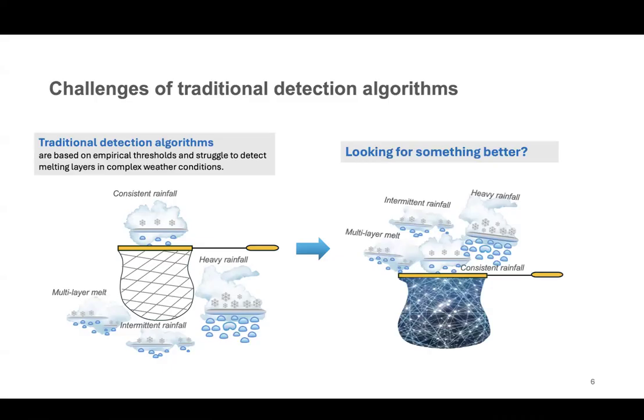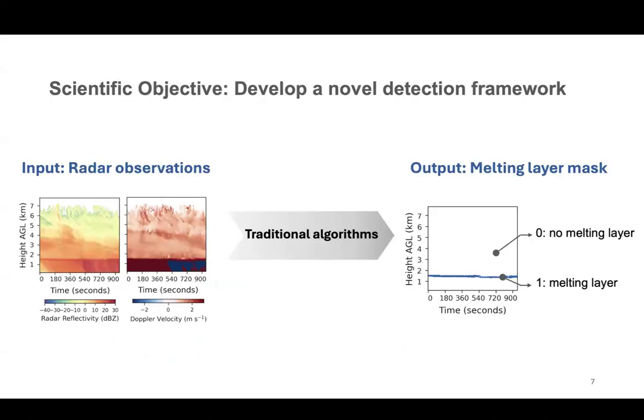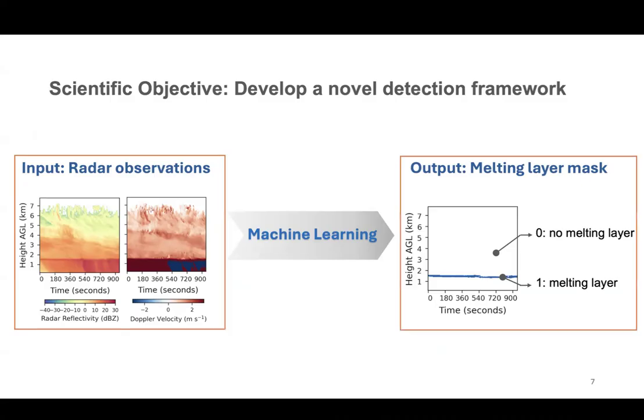So this leads us to the scientific question: given the same radar input, can we do better with the melting layer detection? And in this study, we're looking to use machine learning techniques to help us answer this question. So to train a machine learning model well, the first thing to do is to prepare your input and output data set properly.